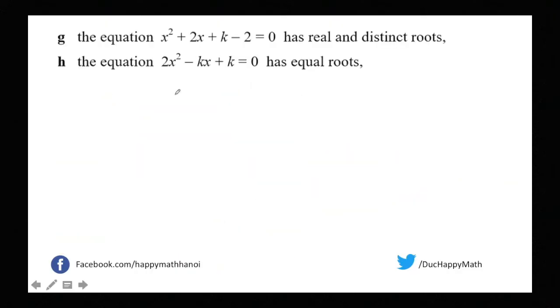We continue with question J. It has two real and distinct roots, which means the delta will be greater than 0. So we have no equal to 0 in here because it is a distinct root.